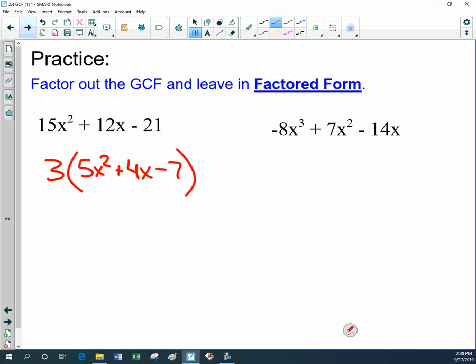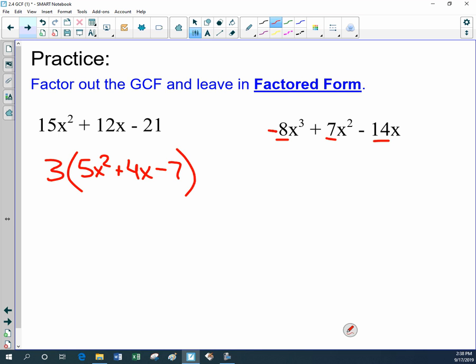Last example, negative 8x to the third plus 7x squared minus 14x. Okay, all three of these. First of all, starting with the numbers, 8, 7, and 14, the only thing they have in common is 1. Then the first term has x to the third, second term x squared, the last term x. So you can see all three terms have 1x in common.